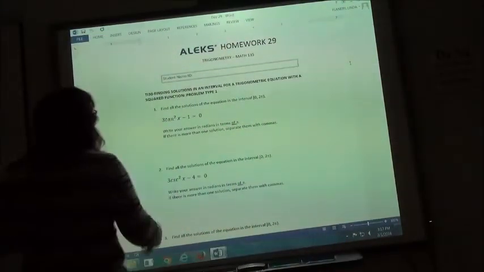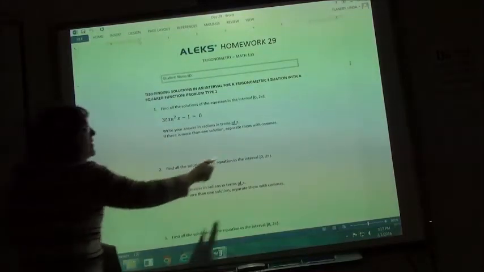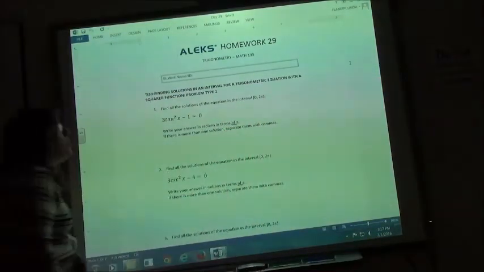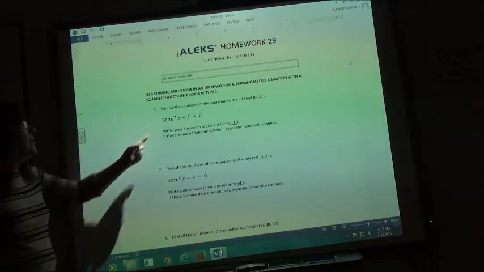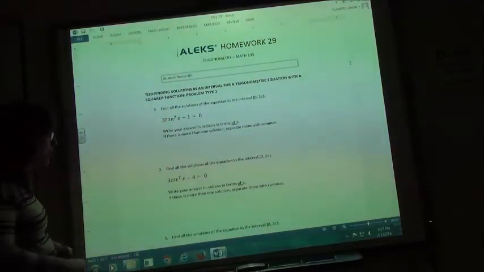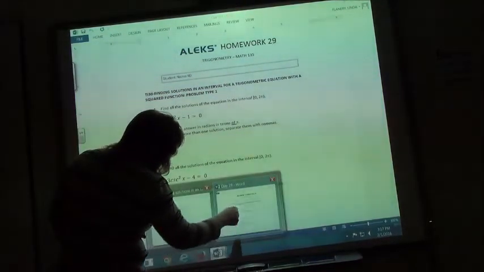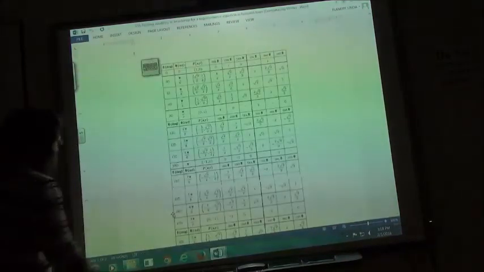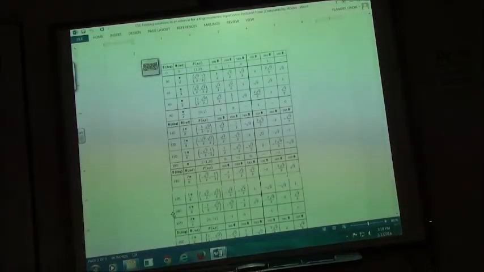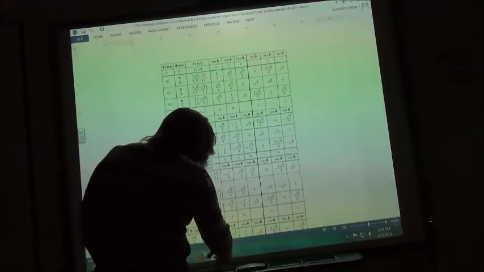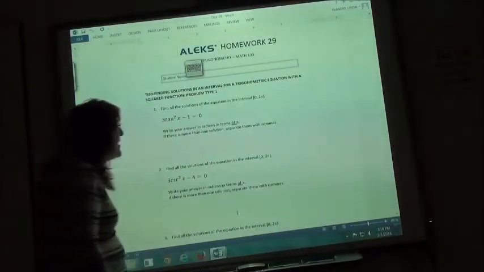Homework 29 leaves off where homework 28 was doing, where we're finding the solutions. This again is going to be in our interval between 0 and 2 pi. This one happens to be when we have our squared terms. So again, you are going to want to have that table handy that has all of your angles for reference so that you can go back and check and see where your tangent is equal to some value or whatever it may be. So you want to have that table handy on homework 28 and on homework 29.